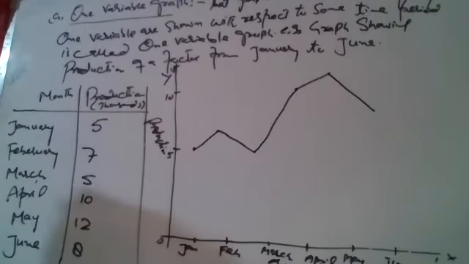Do we have this in the syllabus? Frequency diagrams, histogram, polygon, and ogive. Arithmetic line graph, time series graph. Arithmetic line graph and time series graph.